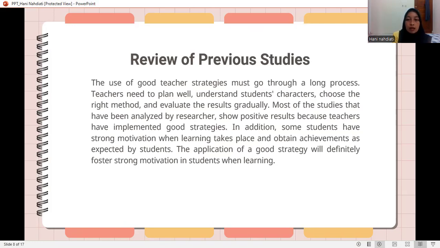In addition, some students have strong motivation when learning takes place and obtain achievements as expected by students. The application of a good strategy will definitely foster strong motivation in students when learning.